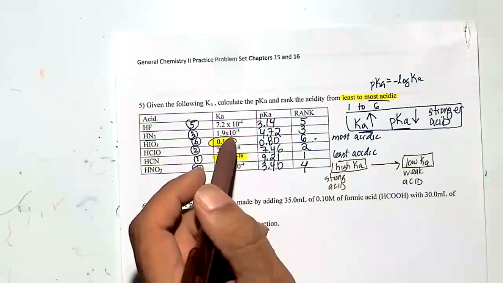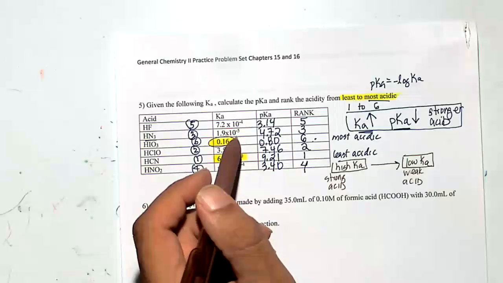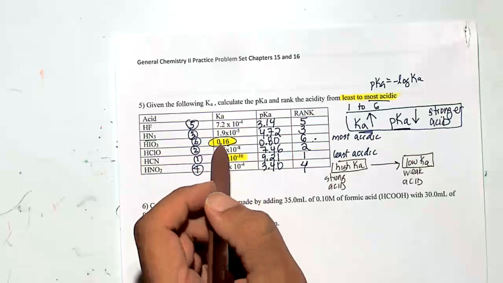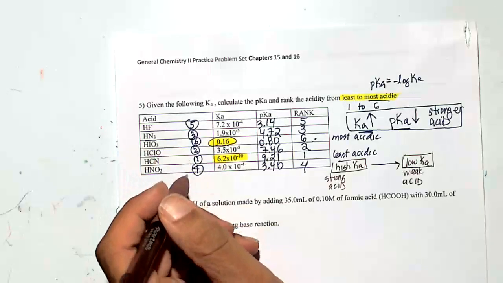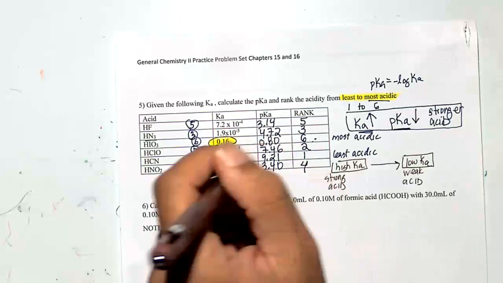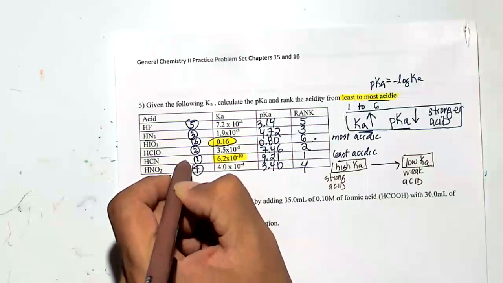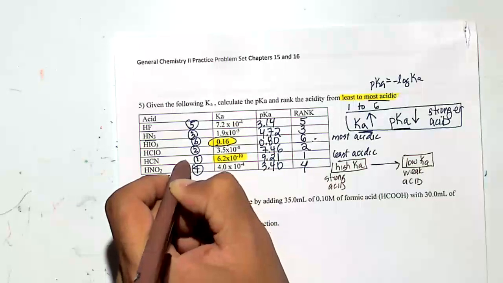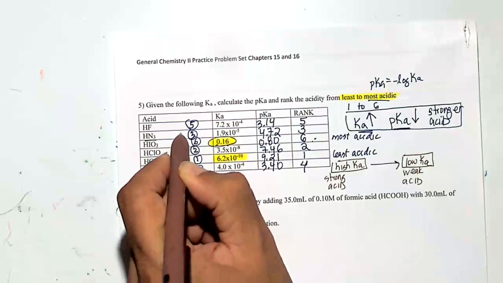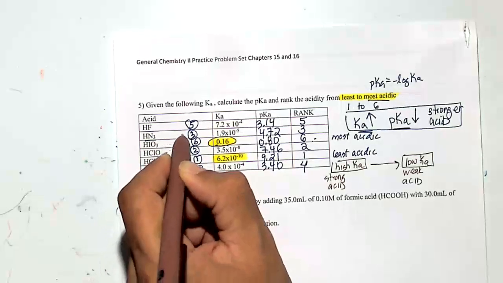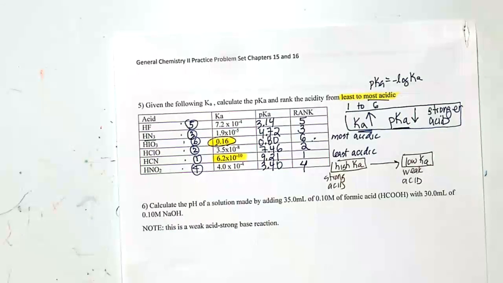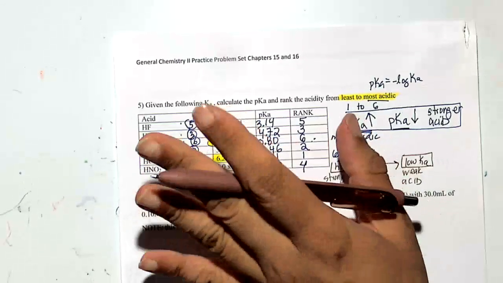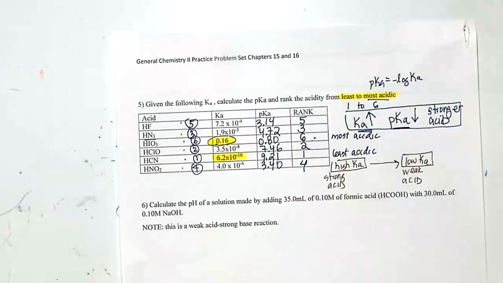Are there any questions on this? The only thing you need to clarify in your mind is that the highest Ka will be the strongest acid, so that is the most acidic. The lowest Ka will be the weakest acid, and that's the least acidic. Then everything goes by chronology there. So that is on the exam.